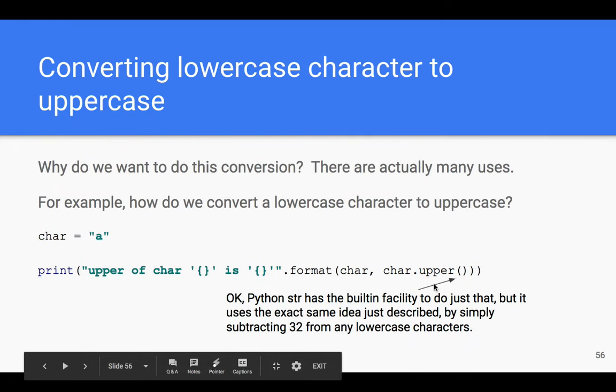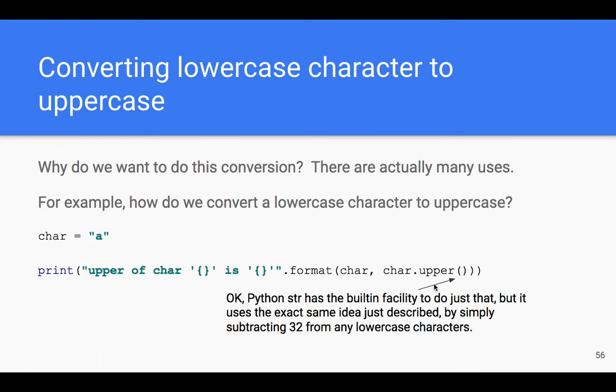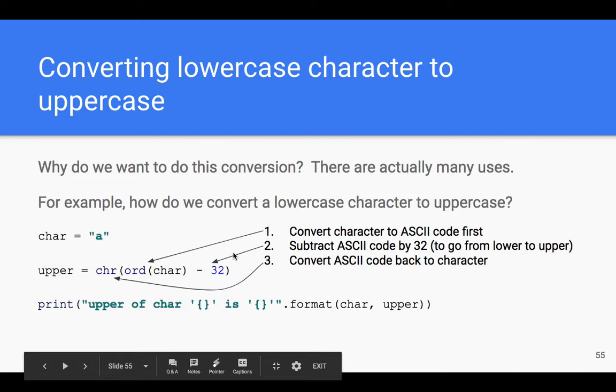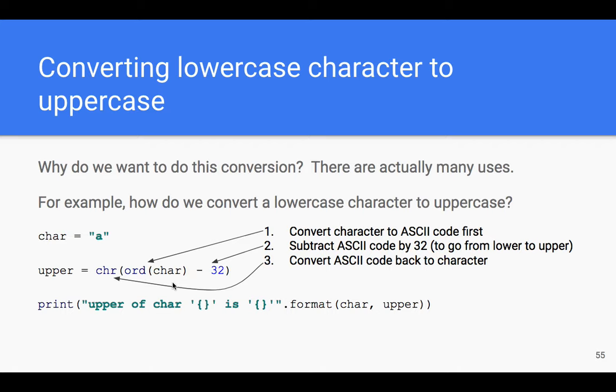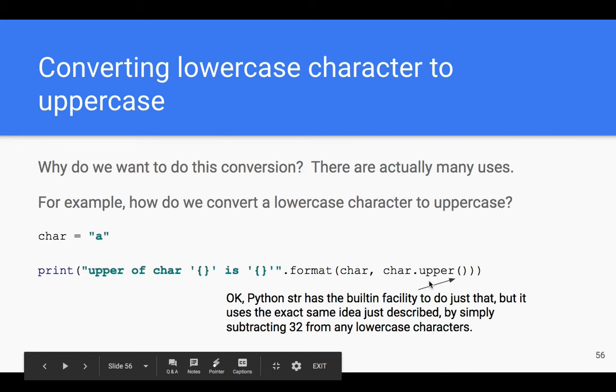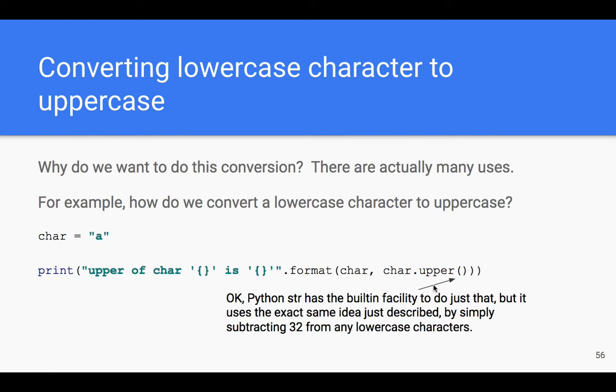So then you ask, why do we care if Python's already doing this for me? Well, we care because this is how Python's upper basically works. It takes the ordinal of that character and subtracts 32 from it, and that's how it does the conversion. So it's employing the same exact idea that we now understand, right? And also, this is important for other potential use cases for characters.